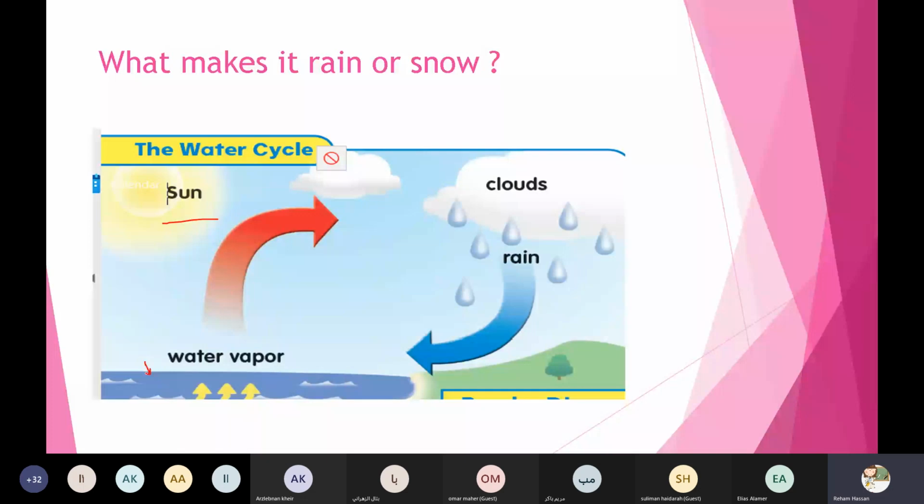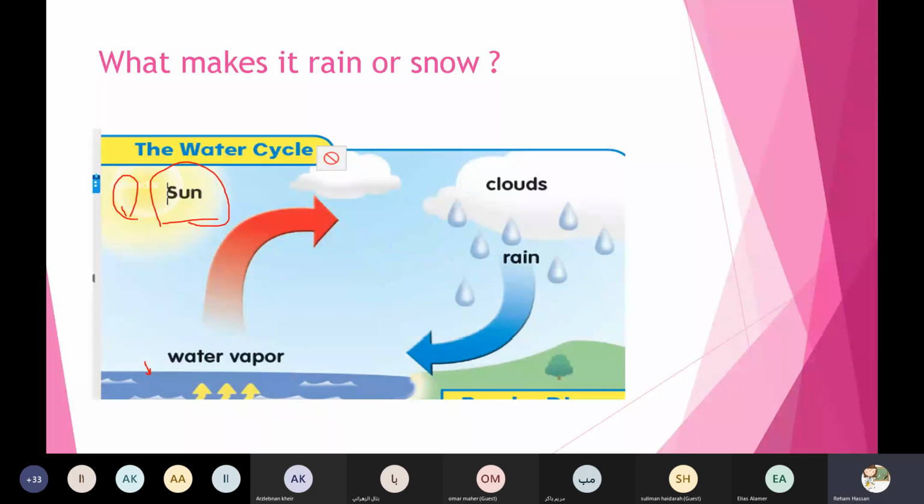Okay, so Fahad, number one in the water cycle, the sun can warm the water. Yes, so the sun warms the water in the rivers, in the ponds, in the oceans. Amazing, Fahad. Thanks a lot, Fahad. So this is number one.